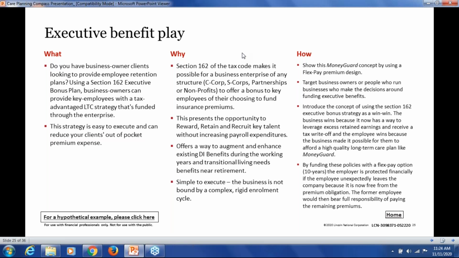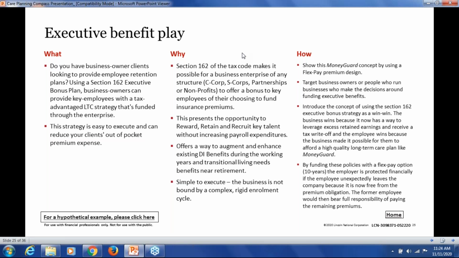This idea stems from tax code, which makes it possible for any business to offer a bonus to any key employees they choose, in order to fund life insurance premiums. What does that have to do with long-term care? Well, there's no reason we can't use a life policy with a long-term care benefit attached to it. Now, business owners can discriminate with this arrangement.